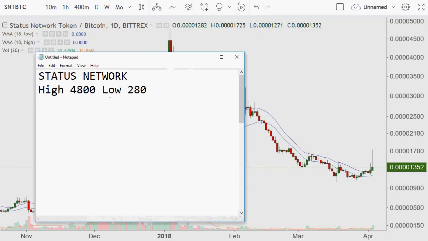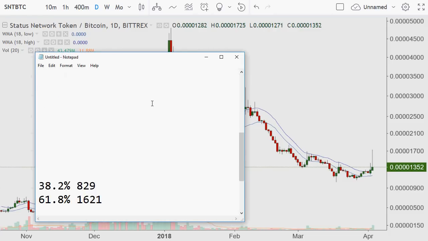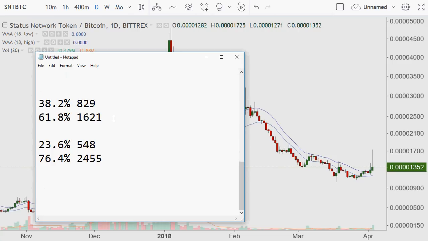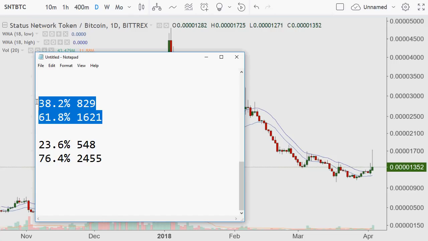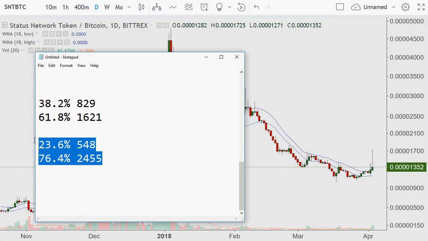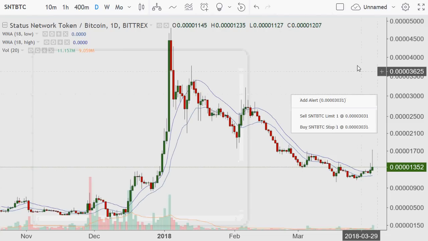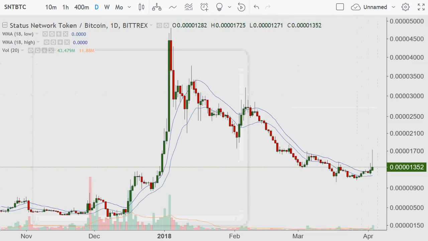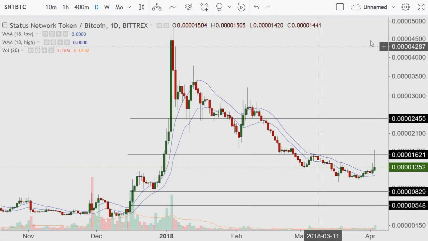The high is 48, the low is 280. Key numbers: 829, 16, 21. And then miscellaneous numbers when needed at 548, 24, 55. I'm going to insert the 4 lines on the screen right now. And there we have it.